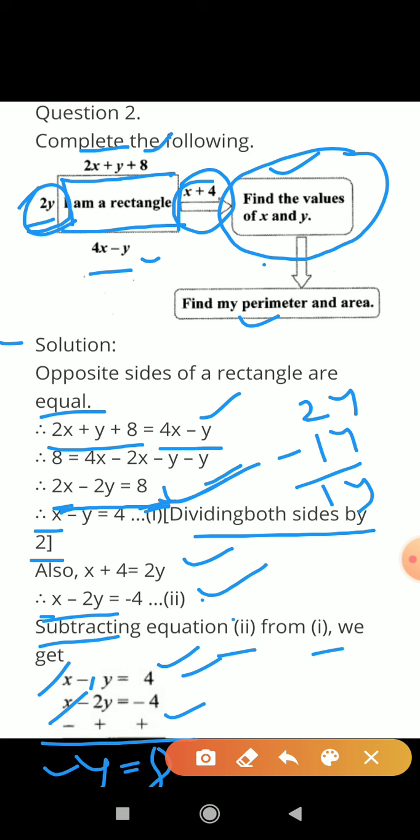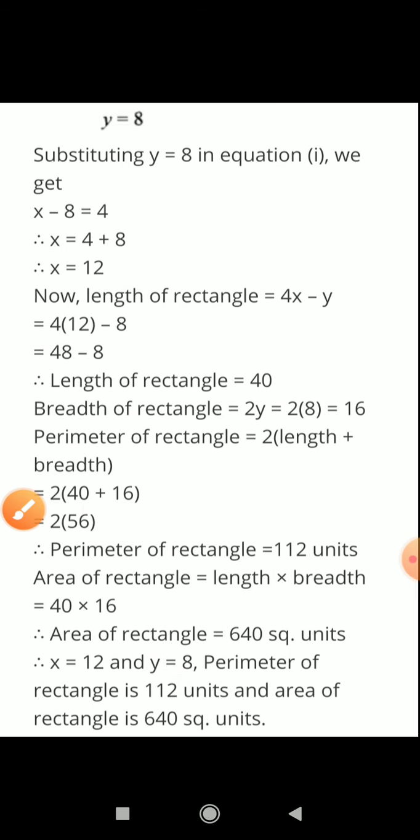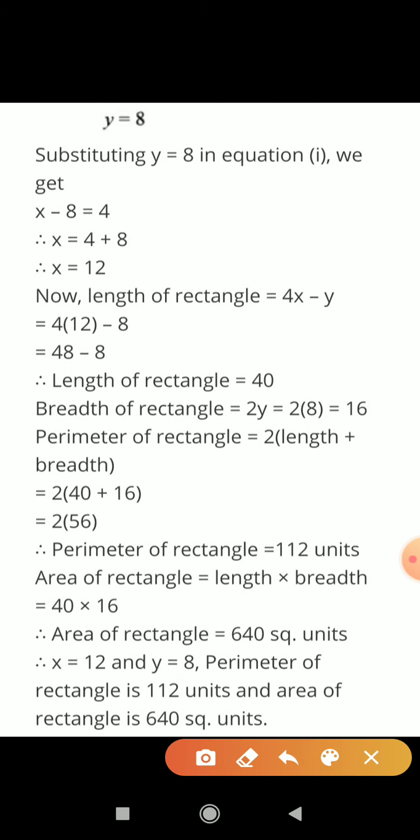Now put this value of y in one of the equations, and we get the value of x. So we know now y is equal to 8. Substitute this value of y in equation number 1. Equation 1 was x minus y is equal to 4. So x minus 8 is equal to 4. x is equal to 4, minus 8 becomes plus 8, and therefore x is equal to 12.